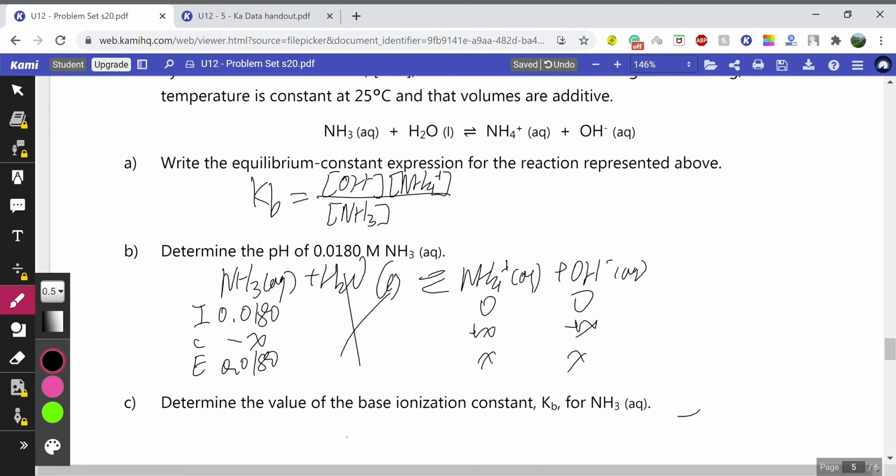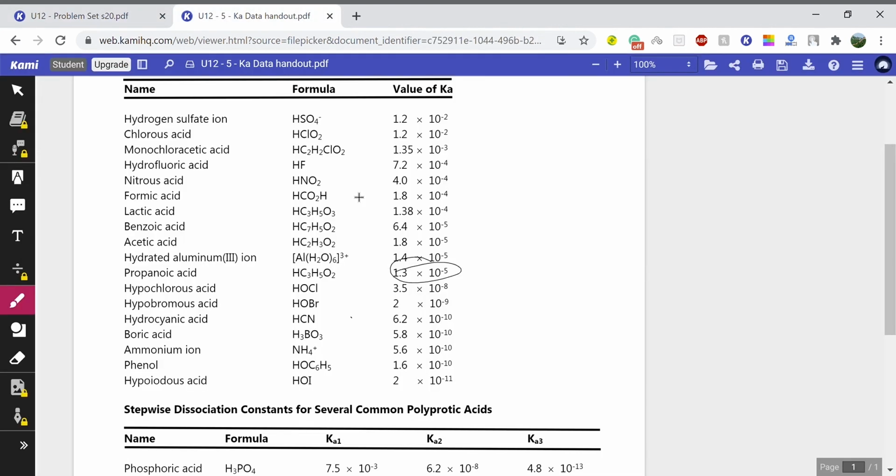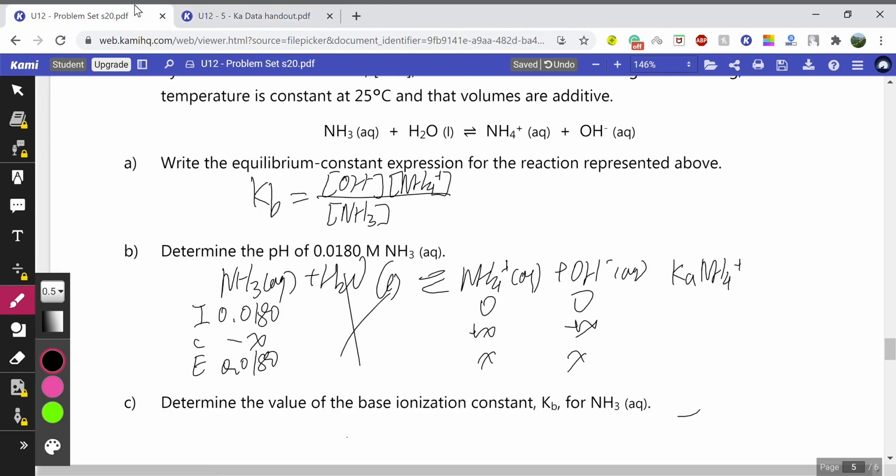We need to find the Kb, right? Ka of NH4 plus, the Ka of its conjugate acid. Sorry, Ka of its conjugate acid is going to be NH4 plus. Let's look for NH4 plus. 5.6 times 10 to the negative 10. Over here. Sorry. Over here. 5.6 times 10 to the negative 10.